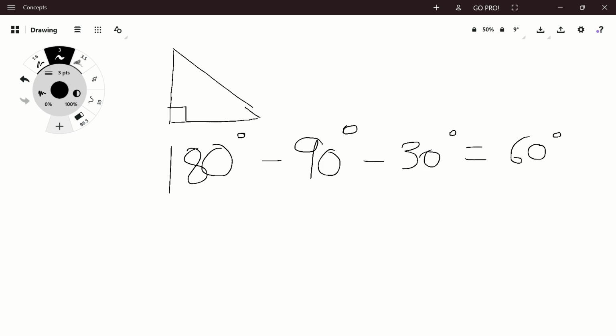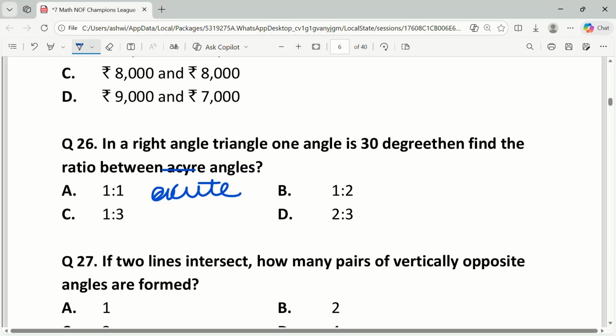Two acute angles are 30 degree and 60 degree. The ratio between these two angles will be 30 degree upon 60 degree, which is equal to 1 by 2. Hence, the answer is B, 1 by 2.